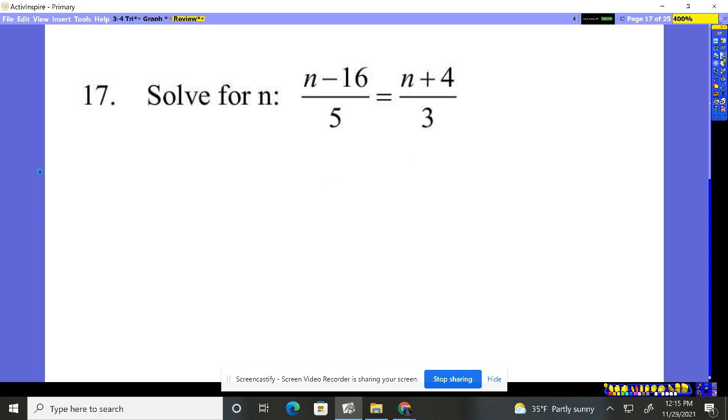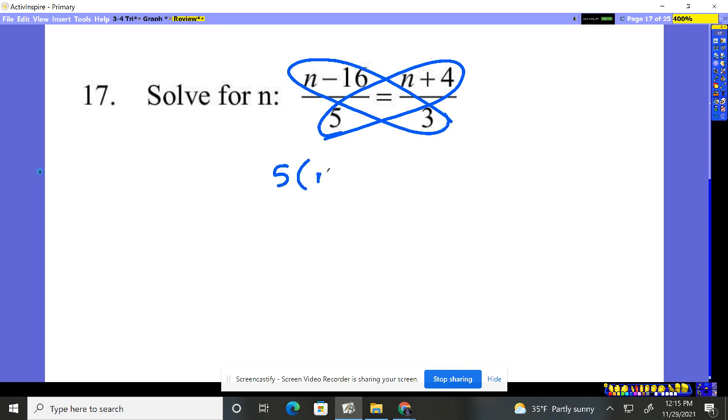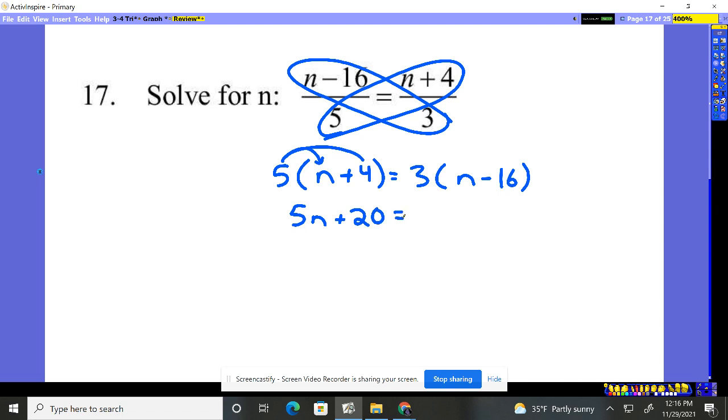Number 17, two fractions equal. What do we do? Oh, the butterfly method. These multiplied have to equal those multiplied. So 5 times the n plus 4 equals 3 times that n minus 16. So distribute through. 5n plus 5 times 4 is 20. That will end up equaling 3 distributed through to each piece, 3n. 3 times 16 is 48.